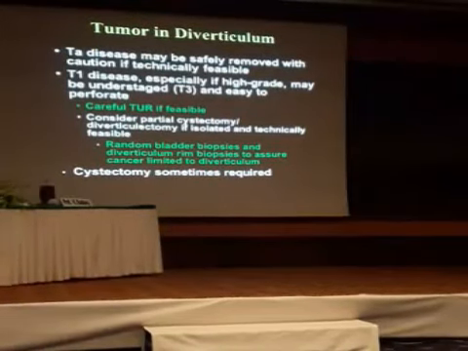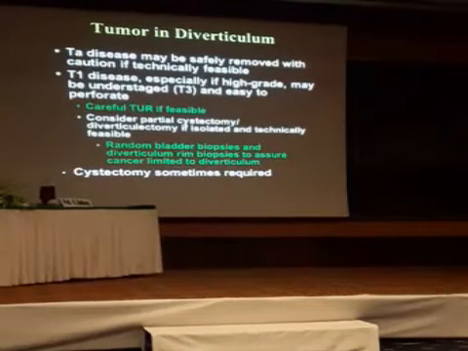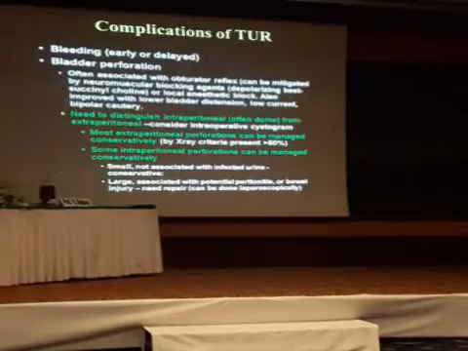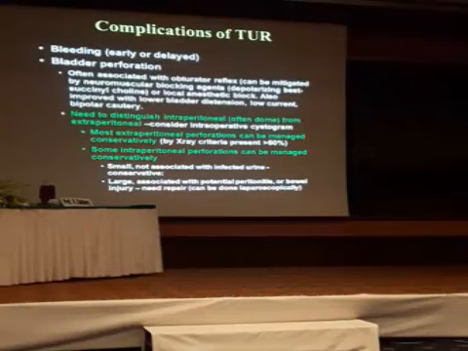If you're considering partial cystectomy for someone with a tumor in a diverticulum, in this case you want to biopsy the neck of the diverticulum and also perhaps consider random bladder biopsies because you're thinking of managing this with a bladder preserving procedure. Cystectomy is occasionally required. So complications: bleeding, bladder perforation, and the key thing is to distinguish intraperitoneal versus extraperitoneal perforations.